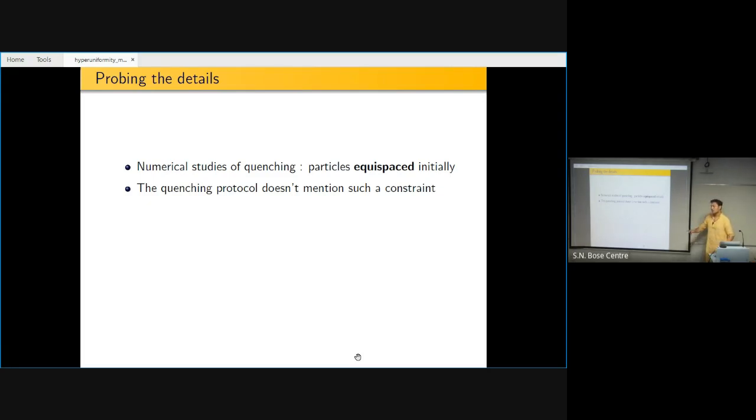But okay, I'll end with something. I'll show that there is another system where you can see a square root 2 as well.